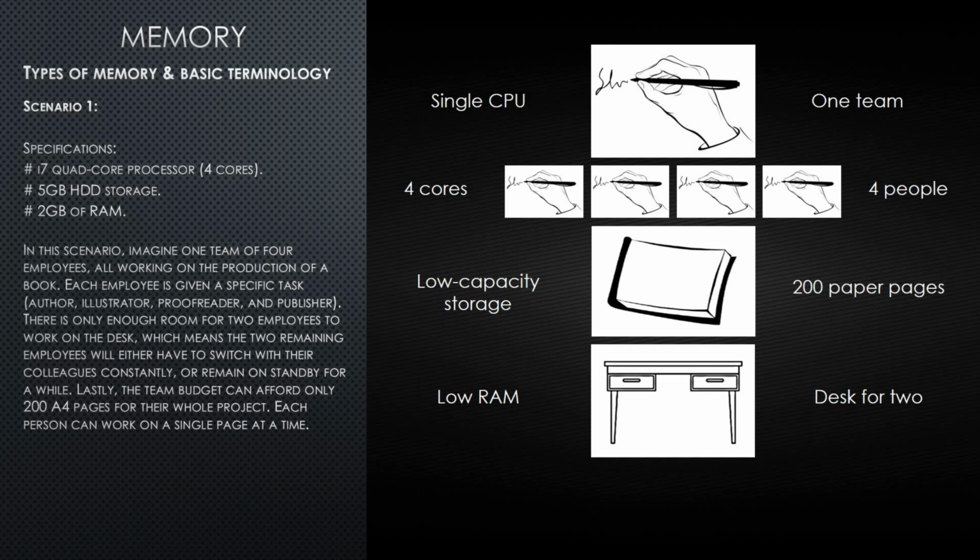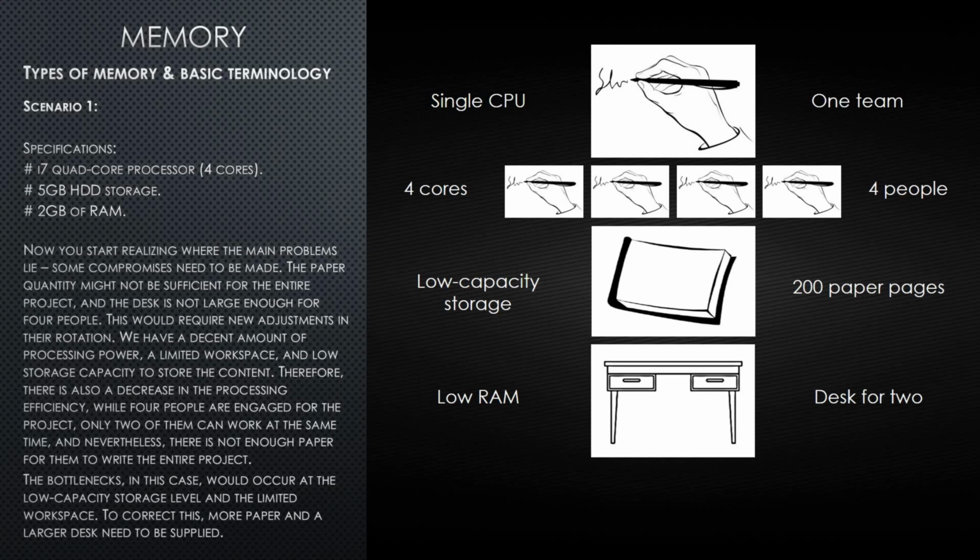There is only enough room for 2 employees to work on the desk, which means that the 2 remaining employees will either have to switch with their colleagues constantly or remain on standby for a while. Lastly, the team budget can afford only 200 A4 pages for their whole project. Each person can work on a single page at a time.